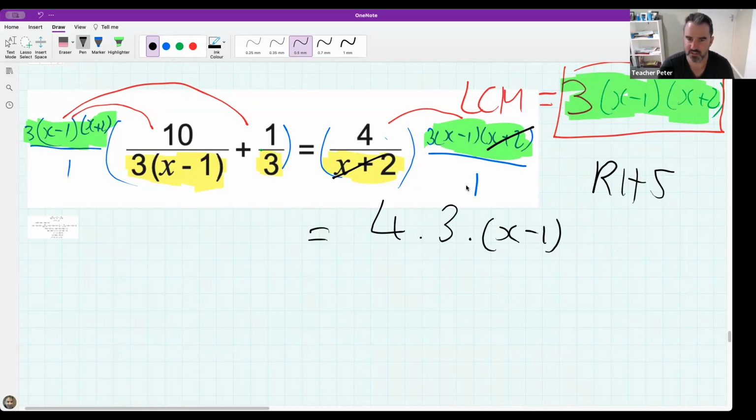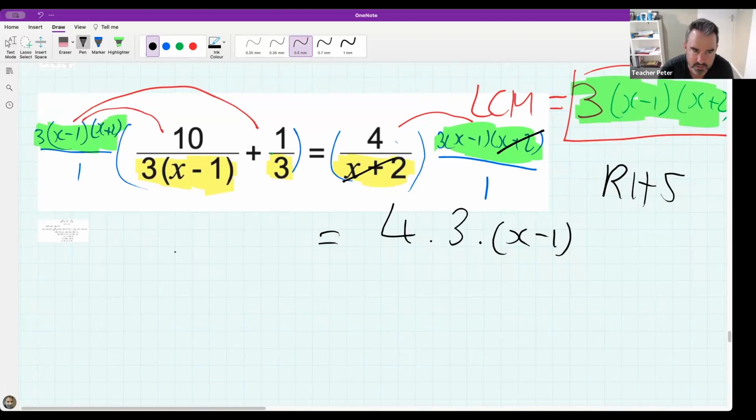Give me a thumbs up if you followed the right-hand side explanation, or give me a happy face if you followed why the x plus 2 cancels out and I got left with this bit here. Don't be shy. You can either be unhappy or happy, it all counts. I just need to get a sense of where you're at.